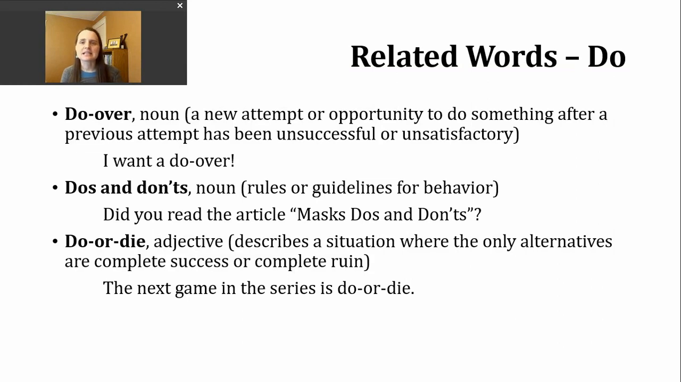So an example of a sentence using this adjective connected to sports. The next game in the series is do-or-die. So in many sports, teams will compete in a 7-game series. So whoever wins 4 of those games first is sort of declared the winner and maybe ultimately the champion of something. So if you get to game 7, right, many times it is described as do-or-die, right? You're either going to win and be the champion, or you're not.